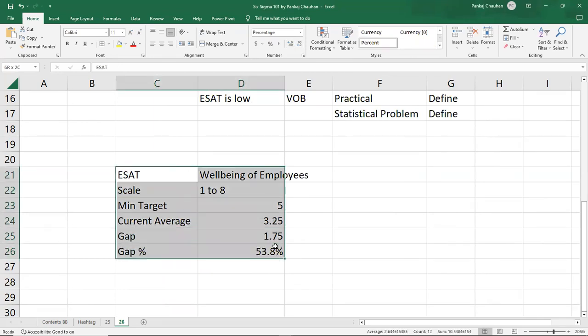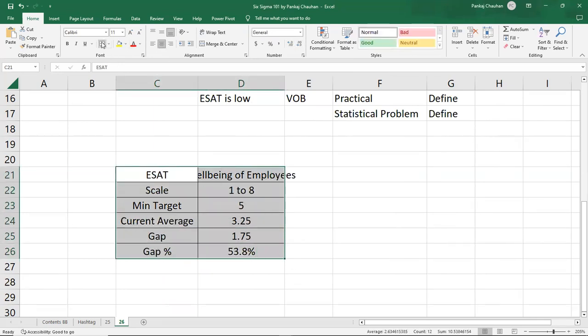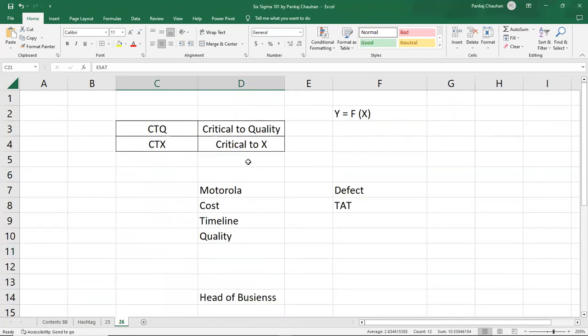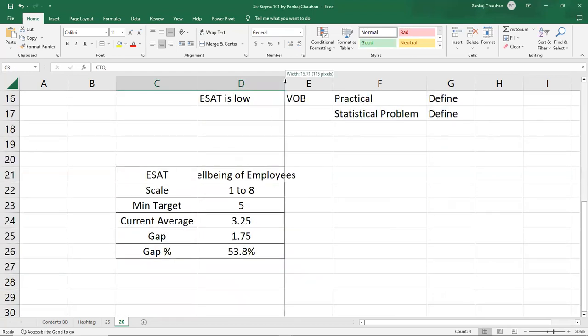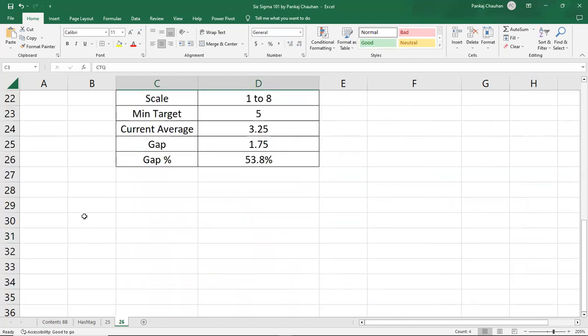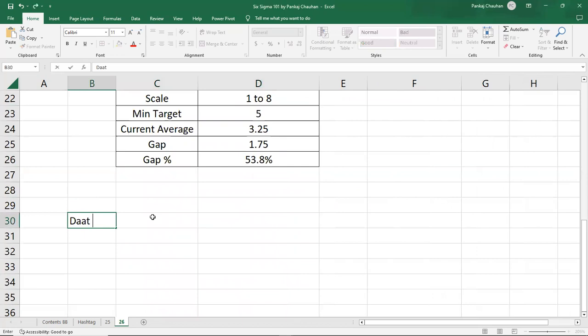So this is still my voice of business, right? I'm not reaching the CTQ yet. Now from this, I have to find out where the employee satisfaction is coming from. Maybe you create a cause and effect diagram or you use data stratification. Assuming I'm using one of the 7QC tools, which is called data stratification.